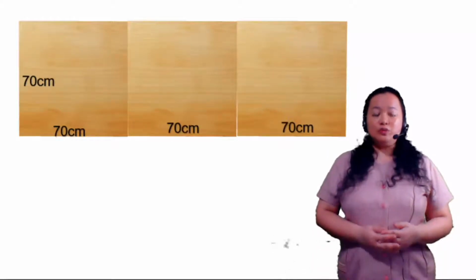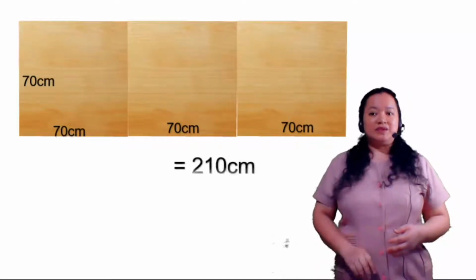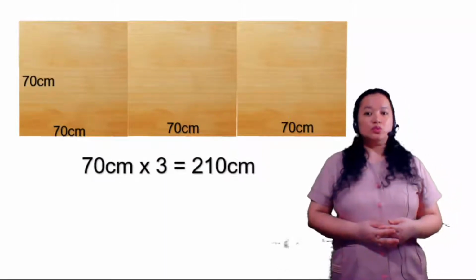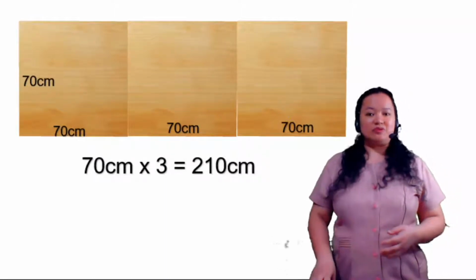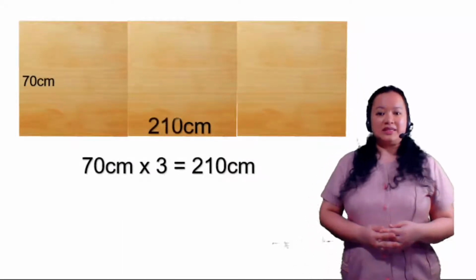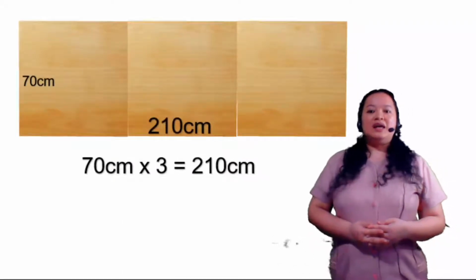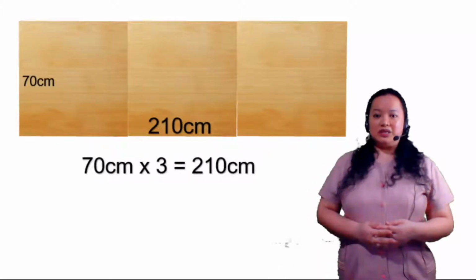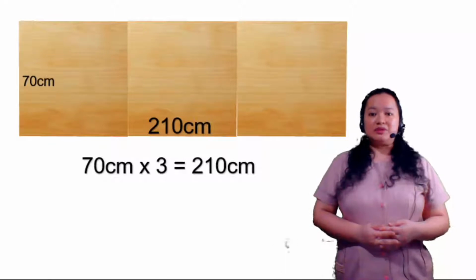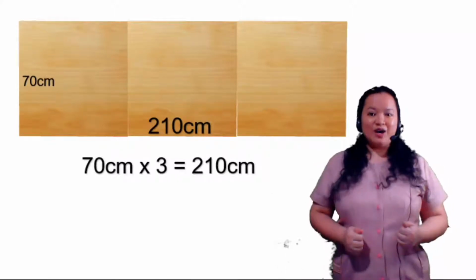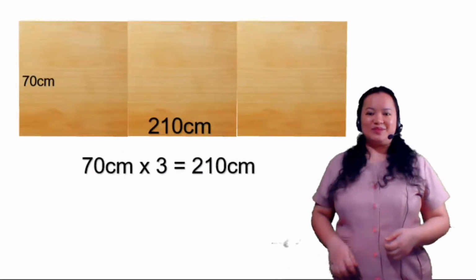So we have to multiply 70 centimeters by 3. 70 centimeters times 3 is equal to 210 centimeters. So for our length, we now have 210 centimeters. The new measurement of our rectangular table formed is 70 centimeters by 210 centimeters. We can now solve for its perimeter.